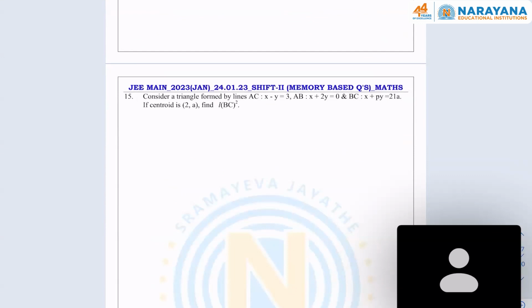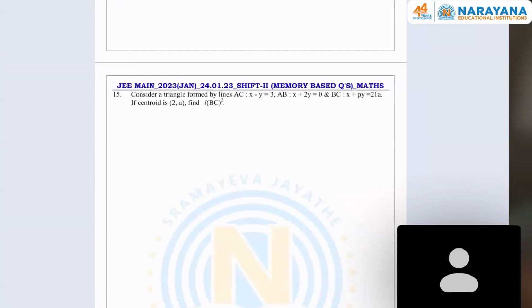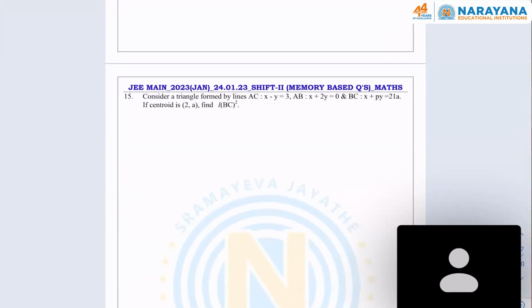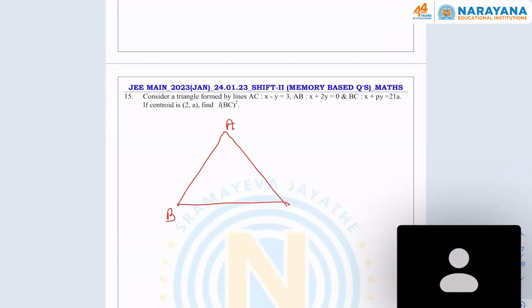Next one, consider a triangle formed by the lines AC: x minus y is equal to 3, AB: x plus 2y is equal to 0, BC: x plus py is equal to 21a. If centroid is 2 comma a, find the length BC square. So here we have the triangle ABC. A is 2 comma minus 1.